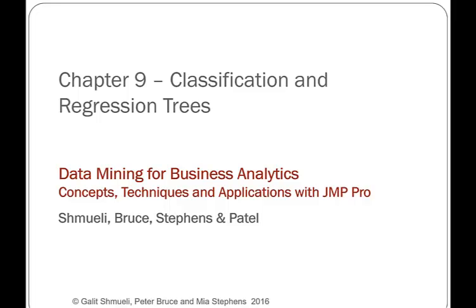This week we're going to talk about Chapter 9, Classification and Regression Trees, otherwise known as CART. This is one of the three pillars of data mining, along with logistic regression and neural networks. Like neural networks, we can use this to make classification and predictions.